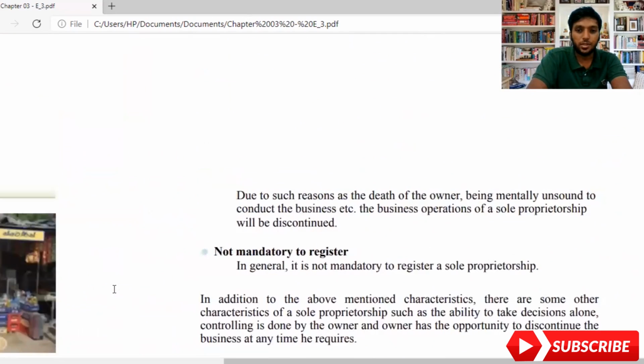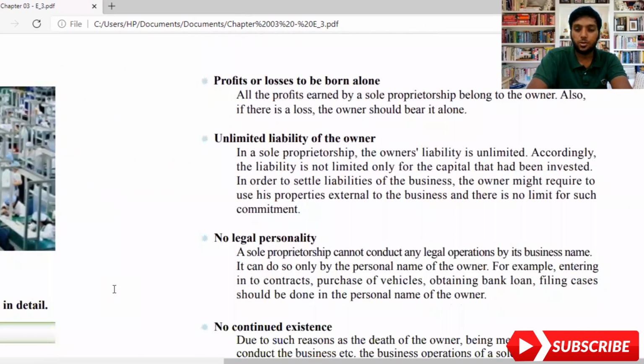Let's see number two: profit or losses to be borne alone. What is this borne? Borne is about you needing to bear it alone. So when you are making a profit, it's yours. When you make a loss, it's yours again. You can't give the loss to someone. So that's another characteristic of a sole proprietor.